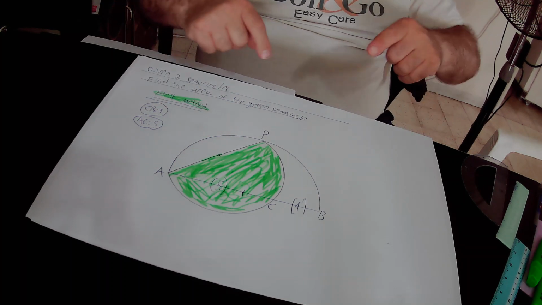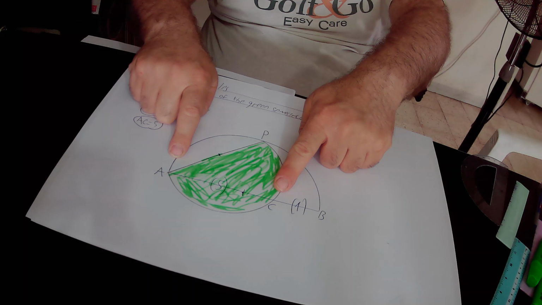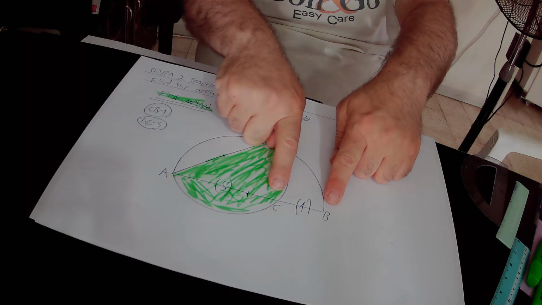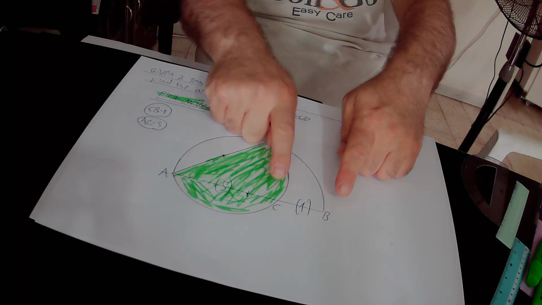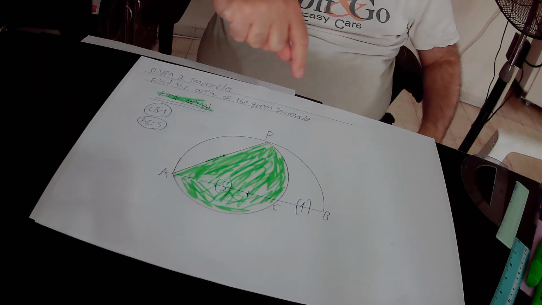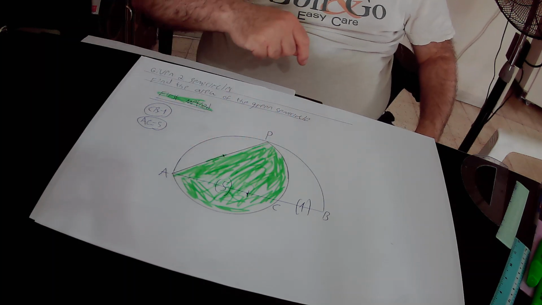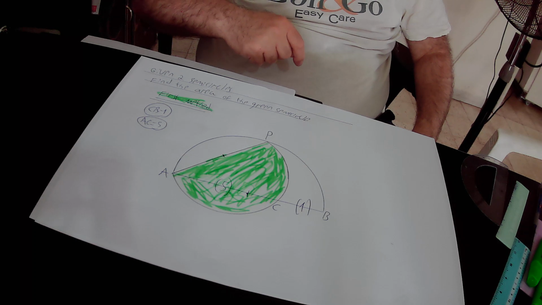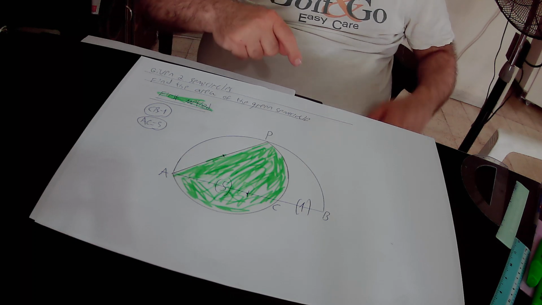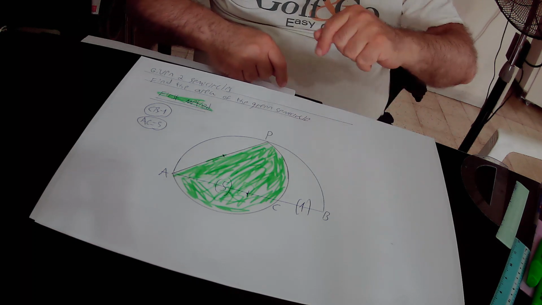In addition, we know that line segment AC equals 5 units in its length, line segment CB equals 1 unit in its length. Our mission is to find out the area of this green semicircle. So we start with the first method and we join points P and B together by a straight line.